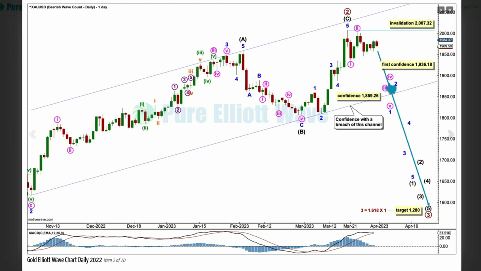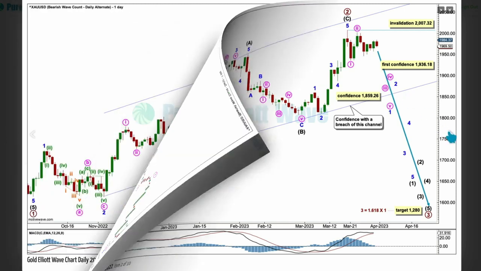These confidence points are swing lows. If we see a new price point below here, 1936.18, we can have first confidence. A new swing low below this point, 1859.26, further confidence, and a breach of the channel on the daily chart with a red daily candlestick below and not touching this trend line would add a lot of confidence to this daily wave count, or at least the idea that this high is in place.